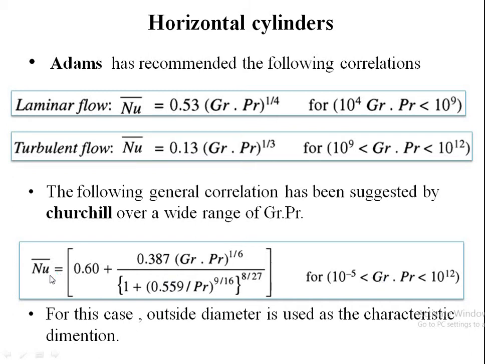By using this, Churchill recommended the equation for the average Nusselt number as equal to, in a square bracket, 0.60 plus 0.387 multiplied by Grashof number multiplied by Prandtl number raised to 1 by 6, in a curly bracket 1 plus, in a bracket, 0.559 divided by Pr, bracket complete, raised to 9 divided by 16, curly bracket complete, raised to 8 by 27, square bracket complete. Now for the horizontal cylinder, the outside diameter is used as a characteristic dimension.